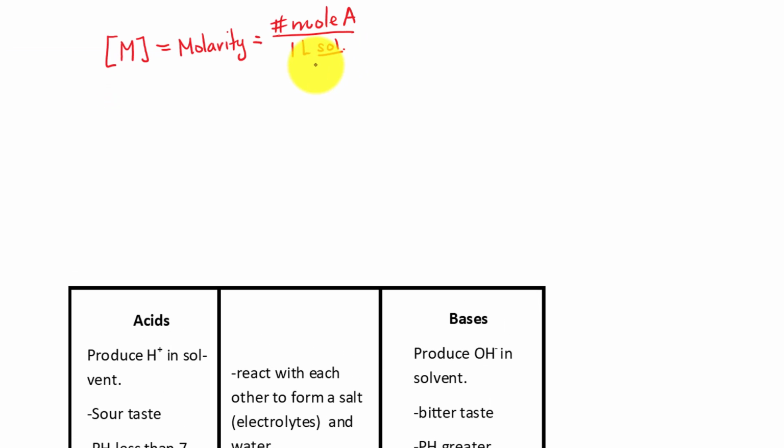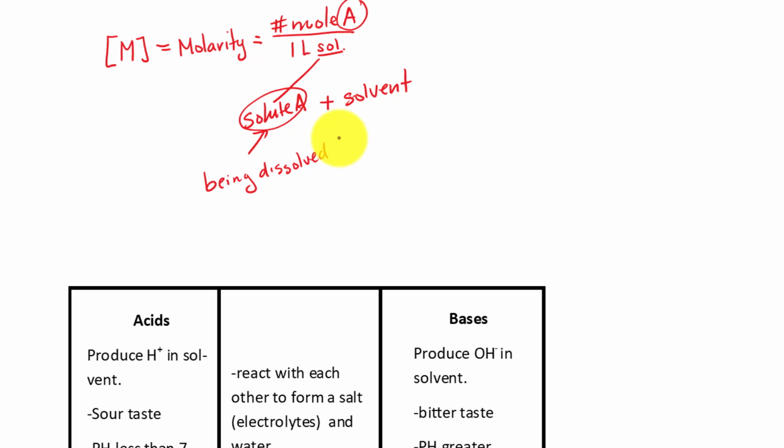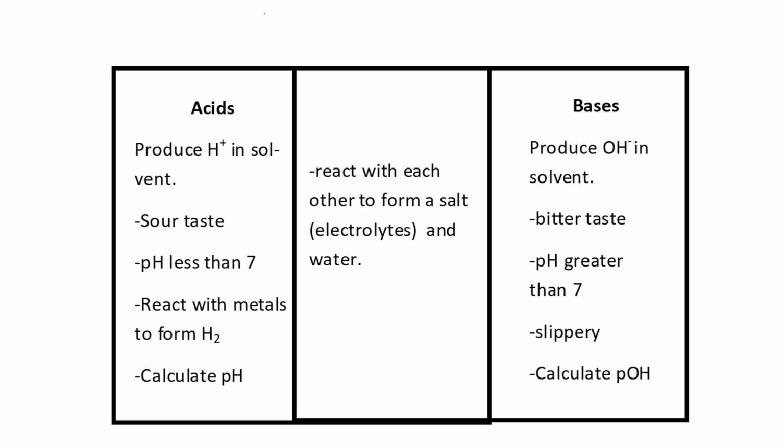A solution consists of 2 things. First of all, it has the chemical A that's being dissolved, and we call that a solute A, okay? And this solute is going to interact with a solvent. So a solute is basically being dissolved in a solvent. An example of a solvent is water. In this lesson, we are going to look at how the concept of molarity is used in acids and bases.